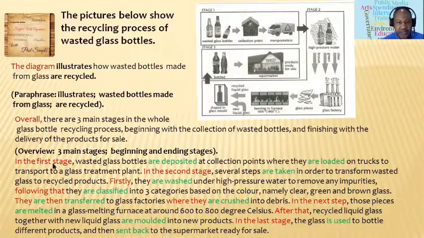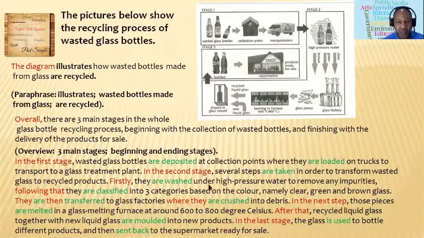So in the first stage, this linker introduces the whole process. Washed glass bottles are deposited, passive, at collection points where they are loaded onto trucks to transport to a glass treatment plant. So there is the first process. Then this is the glass treatment plant. In the second stage, several steps are taken in order to transform wasted glass to recycled products. So it tells you here several steps are taken, and then it begins.